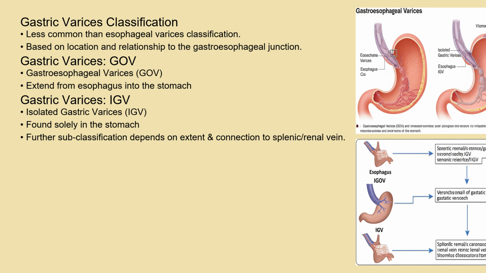hypertension. While less commonly used than classifications for esophageal varices, gastric varices are sometimes categorized based on their location and relationship to the esophagogastric junction, the area where the esophagus meets the stomach. One system describes gastroesophageal varices, GOV, which extend from the esophagus into the stomach, and isolated gastric varices, IGV, which are found solely in the stomach. Further sub-classification depends on the extent of the varices and their connection to the splenic or renal vein.